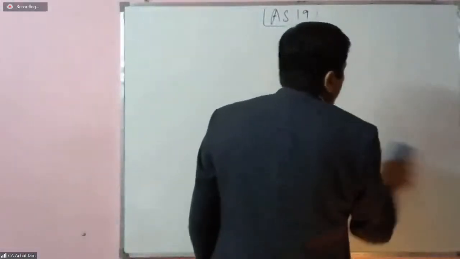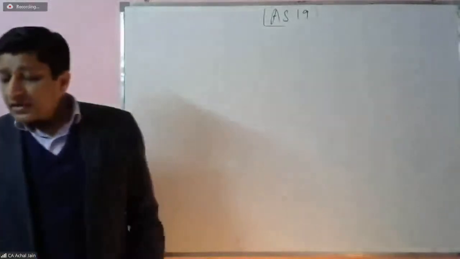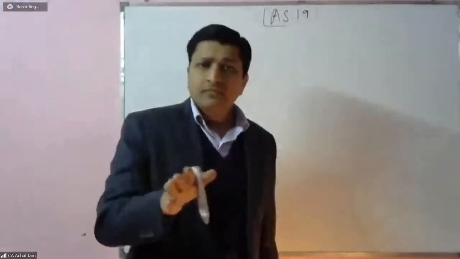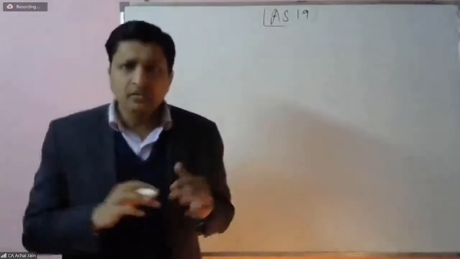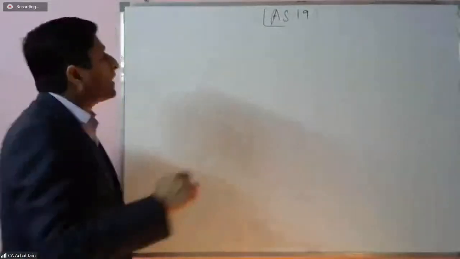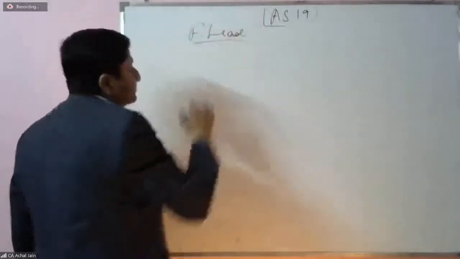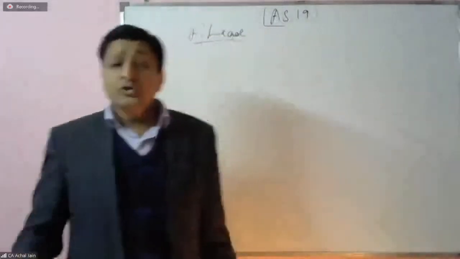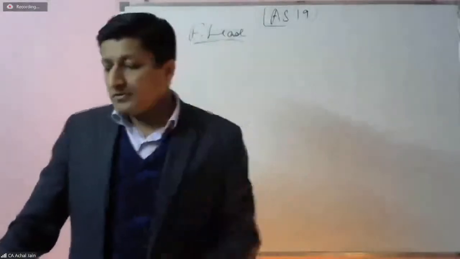Operating lease is very simple to understand. Why? Because any lease which is not a finance lease will become operating lease. So that means every time we will have to check whether a lease is finance lease or not. Now, how do we check whether a lease is finance lease or not? Whenever you have to check, you will always go by the concept of transfer of risk and reward.